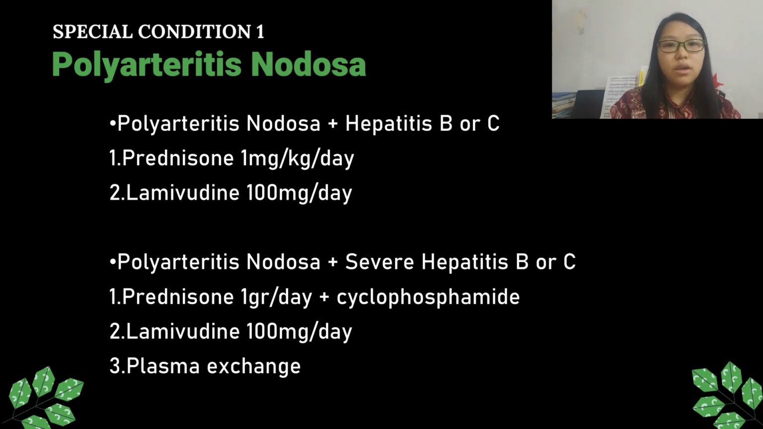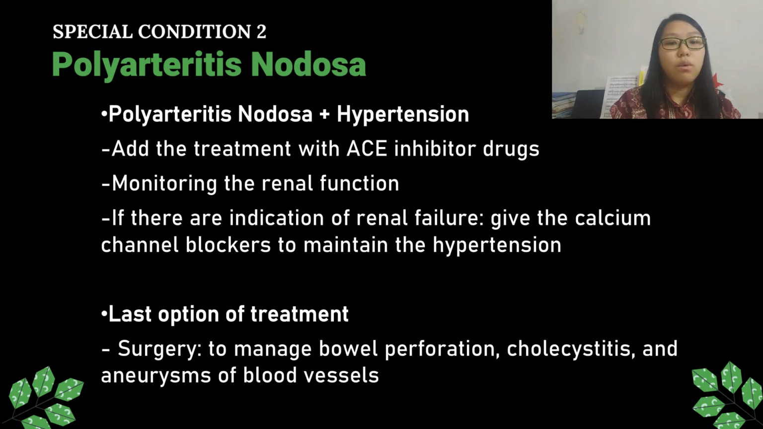Next, if there are patients who suffer from polyarteritis nodosa and hepatitis B or C, they will get additional medication with antiviral lamivudine 100 mg a day. For patients with severe hepatitis B plus polyarteritis nodosa, we can add plasma exchange in addition to the antiviral therapy. When patients come with hypertension too, we have to give ACE inhibitor drugs, and we have to always monitor the renal function. If there is an indication of renal failure, give calcium channel blockers to manage the hypertension.